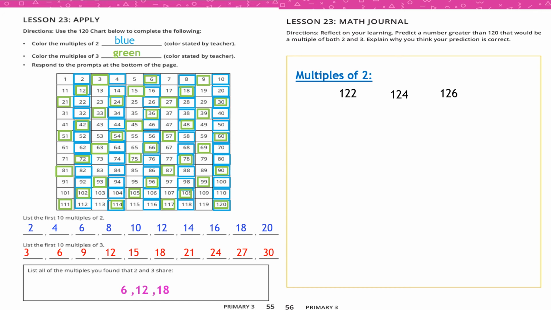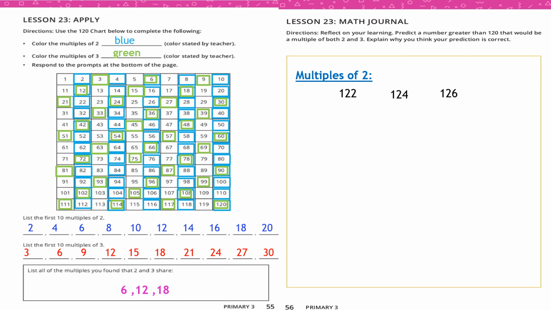Let's see if these numbers are multiples of 3 or not. We said that if we want to know the multiples of 3, we will add the digits. 122. Let's add these digits. 1 plus 2, 3. 3 plus 2, 5. Is 5 a multiple of 3? Is it a product in table 3? No. So 122 is not shared between multiples of 2 and multiples of 3.